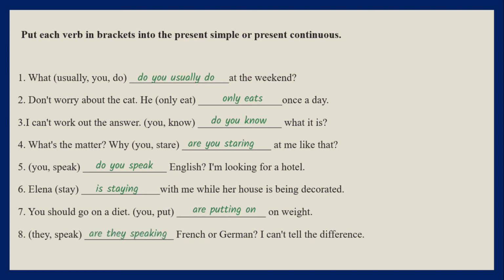8. Are they speaking French or German? It is a question. Like a group of people speaking in a language right now, so we use present continuous because it is describing something which is happening right now at the moment of speaking.